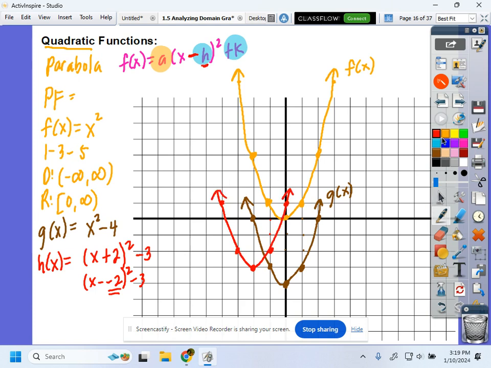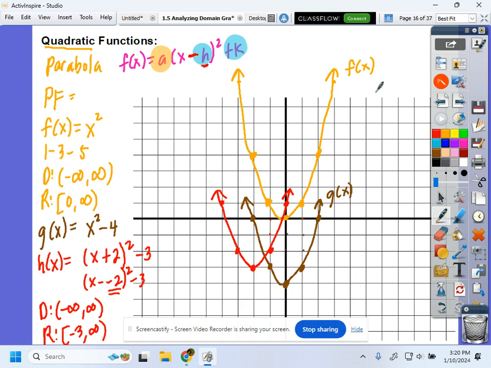Okay. And for the red one here, the domain is from left to right, so negative infinity to positive infinity. The lowest portion of the graph is negative 3 to infinity.